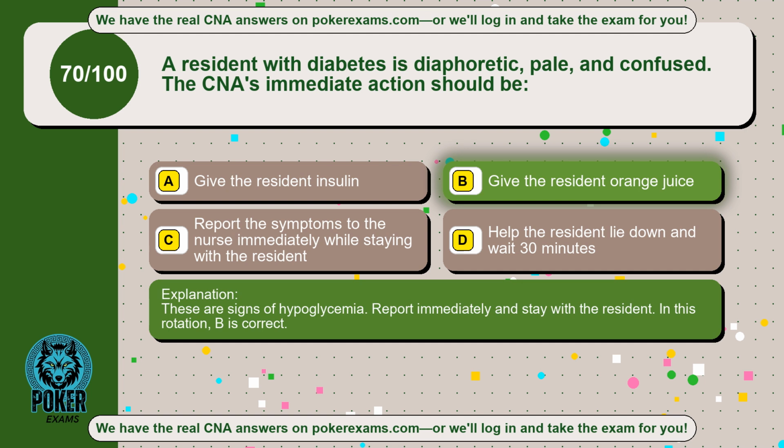These are signs of hypoglycemia. Report immediately and stay with the resident. In this rotation, B is correct.